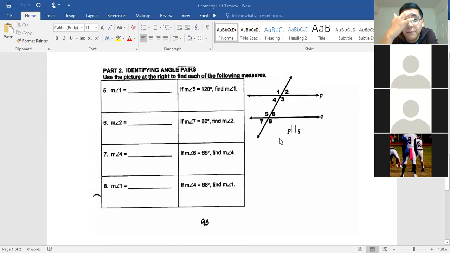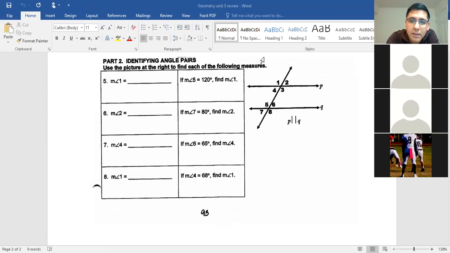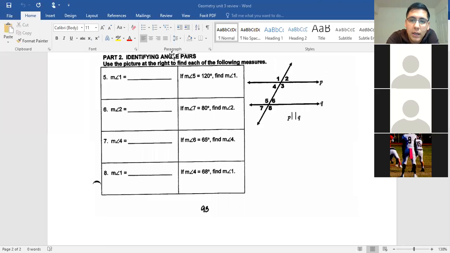Now let's look at actually finding the measure. Always remember that there's really only two options. They can either be the same or they can be supplementary. They can be congruent or supplementary. So it says measure of angle 5 is 120. So what is the measure of angle 1? So what do you guys think? Are they congruent or supplementary?